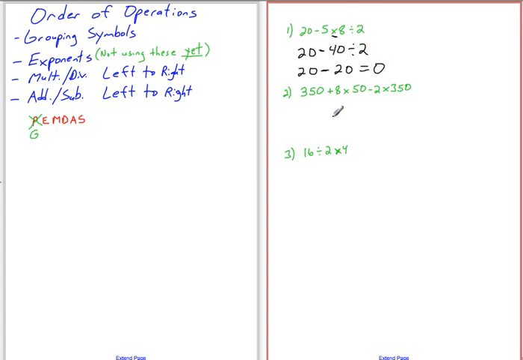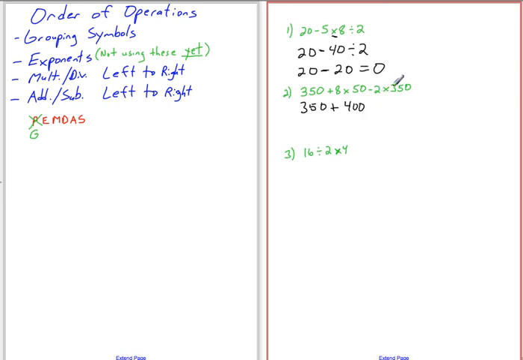Same thing for number 2. Pause before I work it out, see if you can do it on your own, and then unpause. So for number 2 we have addition, multiplication, subtraction, and another multiplication. So this 350 is going to stay where it is for a moment. And we're going to add to that the answer of 8 times 50. So 8 times 50 is 400.